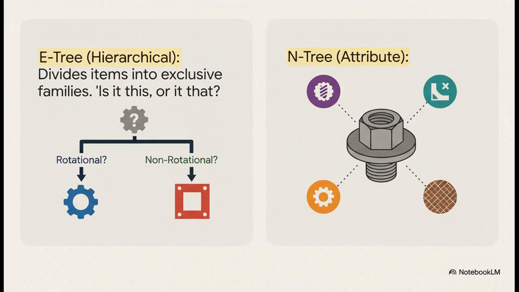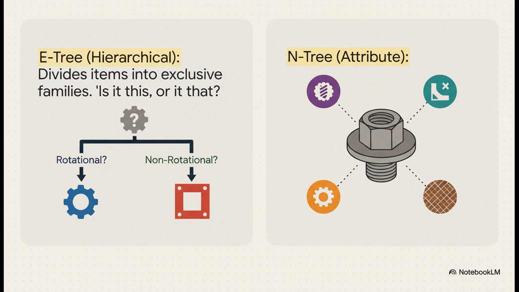So how do we actually build this library of parts? Well, it really comes down to two fundamental ways of thinking. First, you've got the E-tree. This is like a game of 20 questions. Is the part rotational or is it not? Does it have a hole all the way through? Yes or no? It's a branching tree of simple choices.